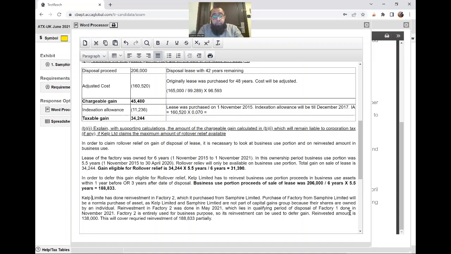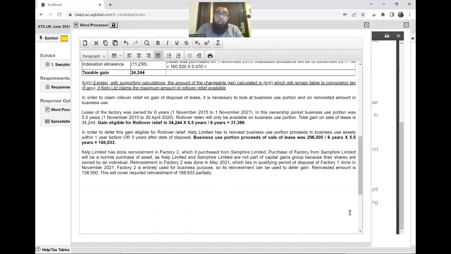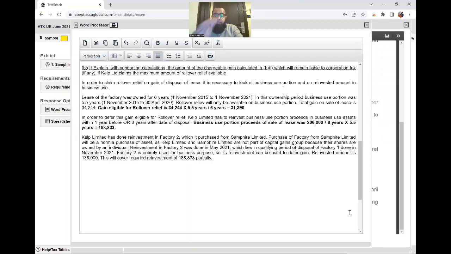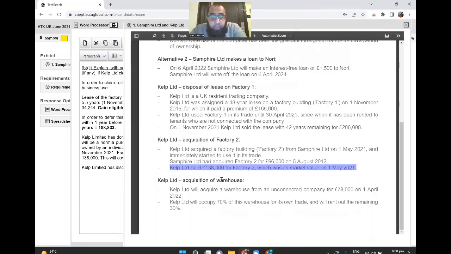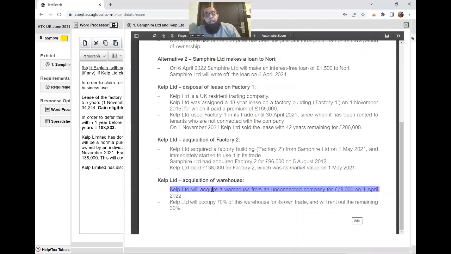Calp Limited has also done one more reinvestment, in a warehouse. If you read the question, Calp Limited will acquire a warehouse from an unconnected company for 78,000 on 1st April 2022. Now that is also within the qualifying period, because we can go up to 3 years after. Calp Limited will occupy 70% for its trade and will rent out the remaining 30%.